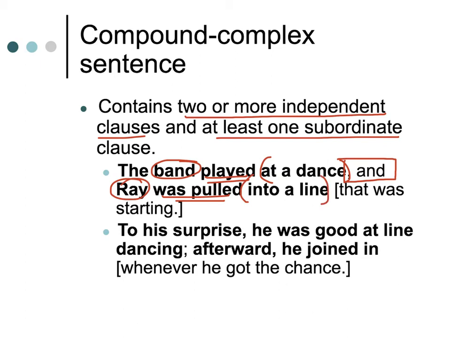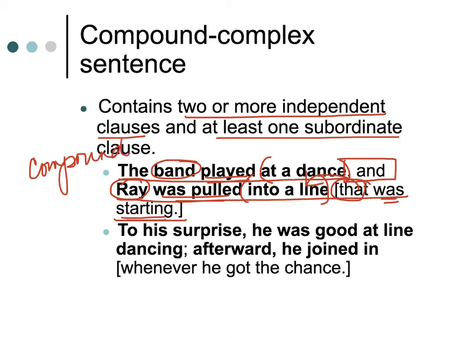That is a sentence. Here is a subordinate clause. That was starting. That is a relative pronoun. Was starting is the verb. That was starting describes the line. It's a subordinate clause. It's an adjective clause. So in this sentence, you've got the band played at a dance is one independent. And then Ray was pulled into a line that was starting is an independent with a subordinate. This equals a compound complex sentence. It's like joining the two ideas that we already discussed.